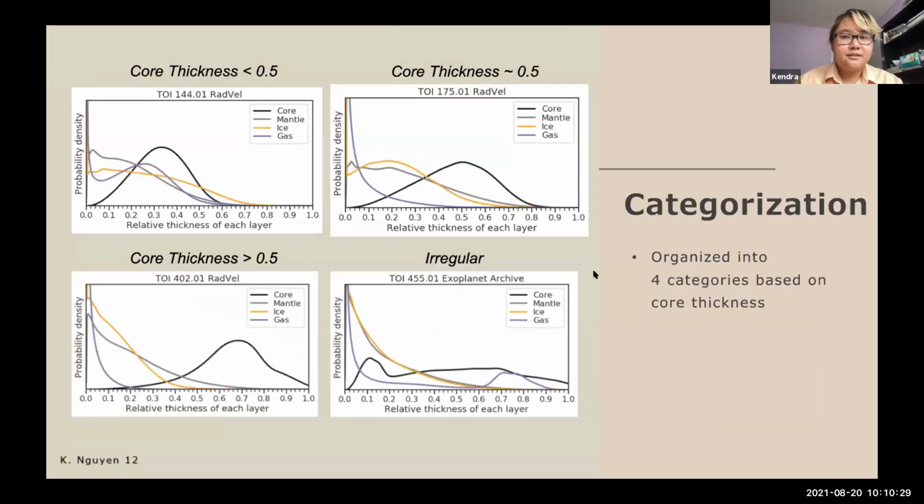With that said, I separated the graphs into 4 categories based on core thicknesses. Here are the different components again from the Earth sample. So first up, I looked at the core thickness. Here's the peak. I determined the peak to be less than 0.5. So peaks at less than 0.5 would go into the category of core thickness of less than 0.5. Peaks at about 0.5 would go into the category of core thickness of about 0.5. Peaks greater than 0.5 will obviously go into the category of core thickness greater than 0.5. And irregular graphs just go into their own category because obviously they don't have a peak like the other categories do.